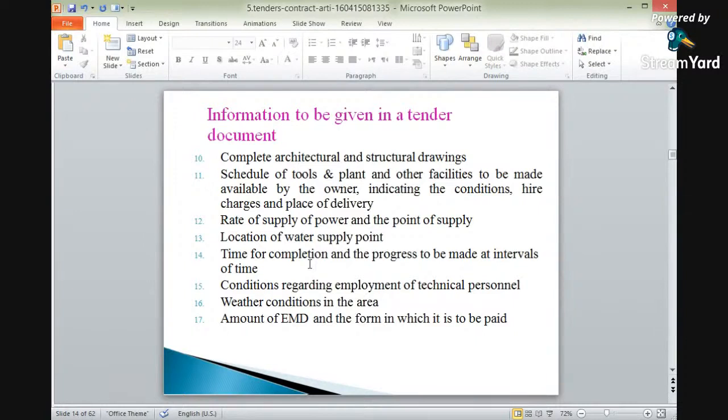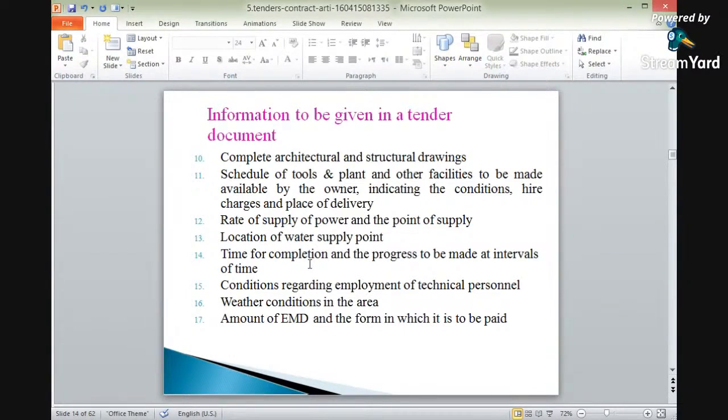Now again, time for completion and the progress to be made at intervals of time. What will be the time of completion? The time of completion will also be mentioned in the tender documents, at what time it will be completed. There may be intervals decided, say after every week, when a progress report will be taken. So what will be the intervals for progress?